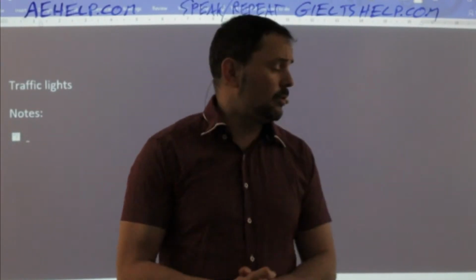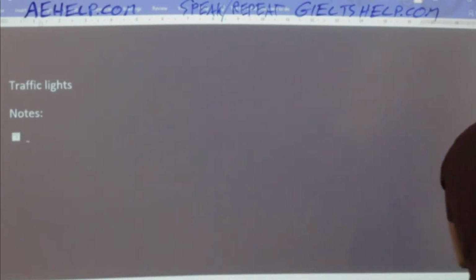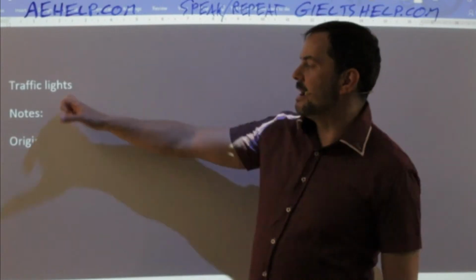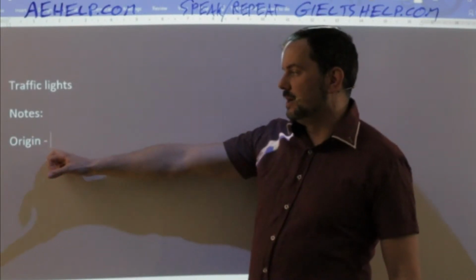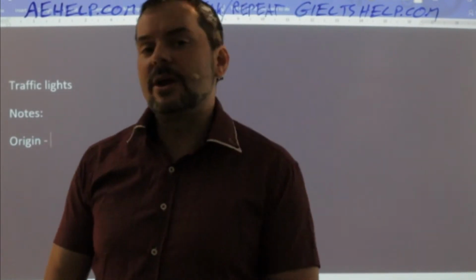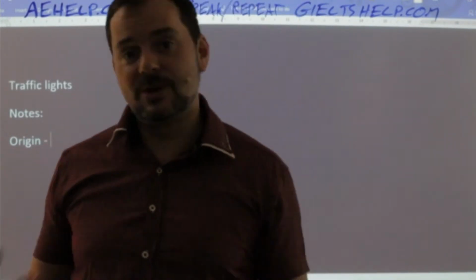Or actually, before the appearance, let's go through these. You don't need to write this down. This is just for your learning right now. But the origin. Okay. So where do traffic lights come from? Hey, that's a good question. Okay. So let's go with traffic lights. I think that's a really good one. Let's go with the origin. So where does the traffic light come from?